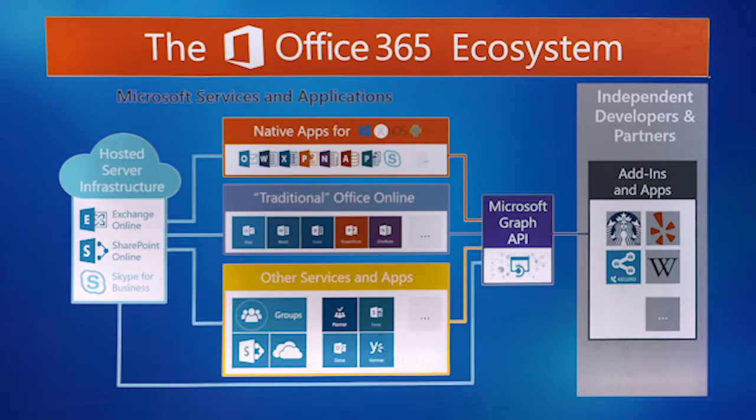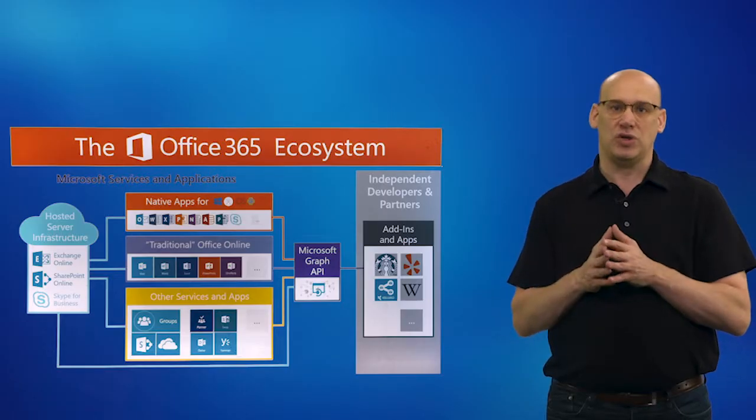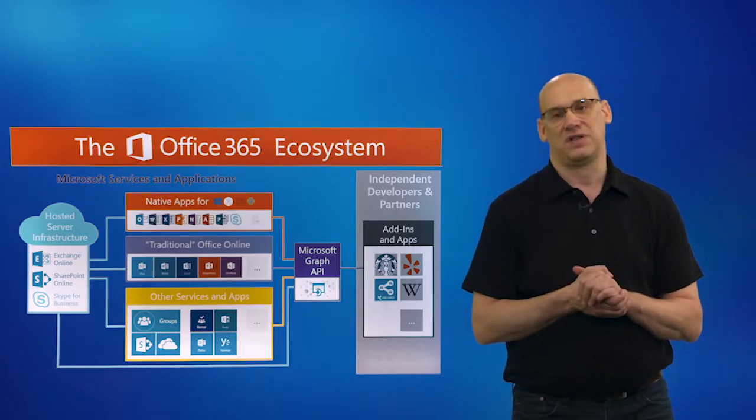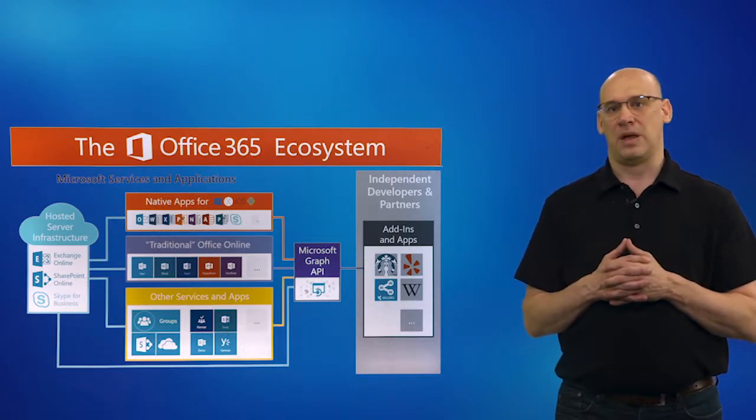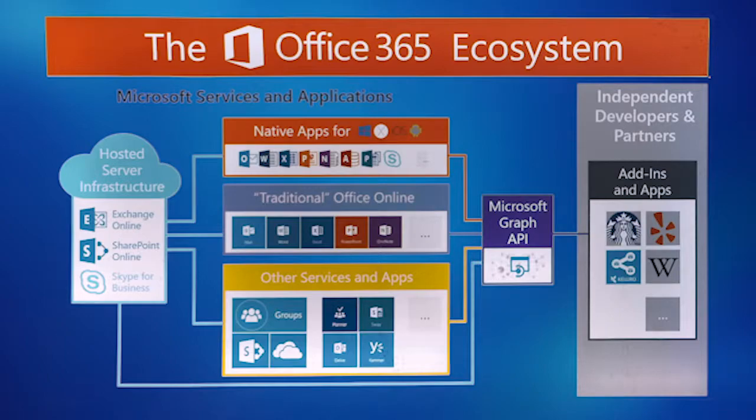Those are the applications such as the Office Suite, and then all of the other applications that are the next sort of tier 2 down. Delve, Yammer, and all of those sort of tier 2 level applications that you utilize as part of the Office 365 suite. Next, as we come along this diagram, is the Graph API.